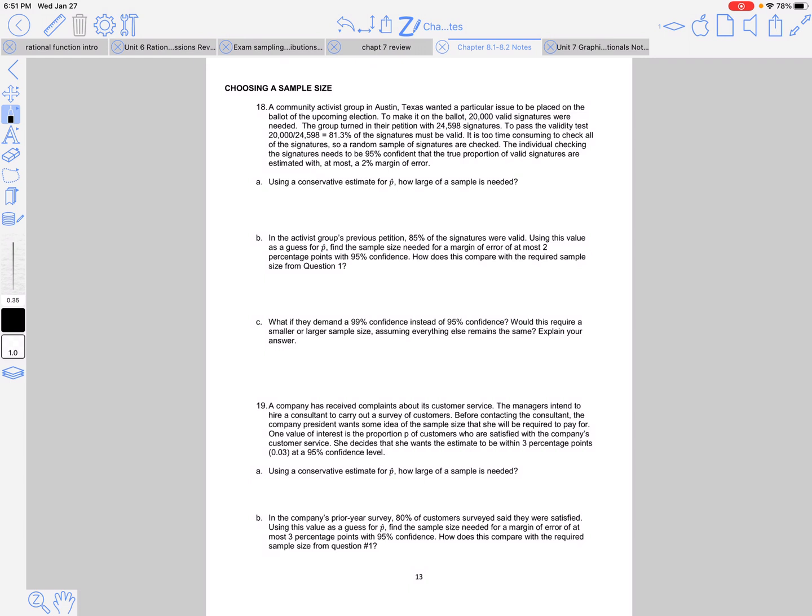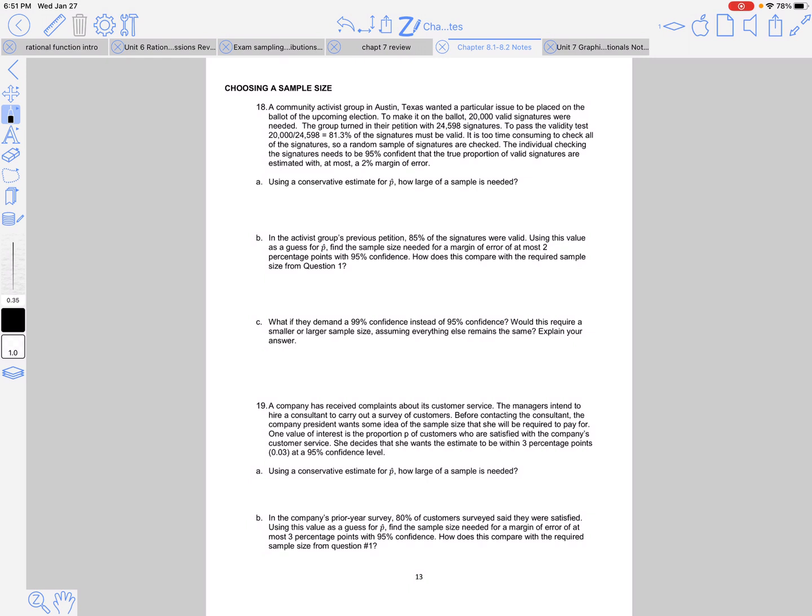So 81.3% of the signatures must be valid. It's way too time consuming to check all those signatures, right? To look at the signature and look up and see if that person actually exists, and see if we can find record of their signature. So way, way, way too much.